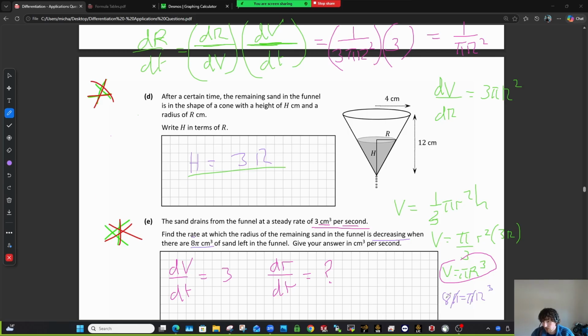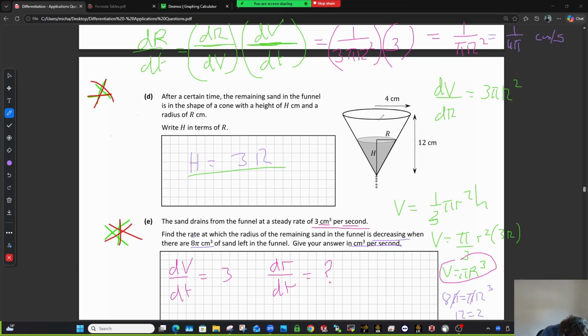Pi's cancel, and what must R be? R must be 2 for you to get an 8 from 2 cubed. So if R is 2, you put 2 in here, and so then this works out as 1 over 4 pi, because 2 squared is 4. And then that has units of centimeters per second, because R is in centimeters. And then you can type it into calculator, whatever it becomes. Okay, 1 over 4 pi.